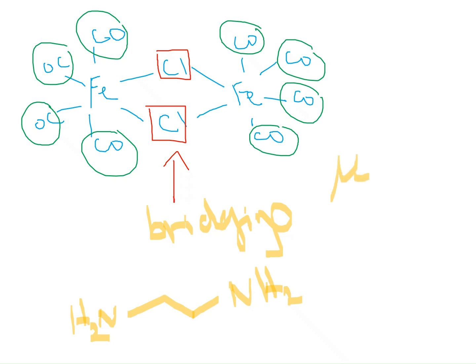Mu indicates bridging. So mu dash what? When you see a mu, that is a bridge. Here the bridge is formed between the metal and chlorine, so chlorine is the bridge. So it's a mu chloro. If it's a fluorine, it's a mu fluoro. So mu dash the name of the bridge. That is a bridging ligand.